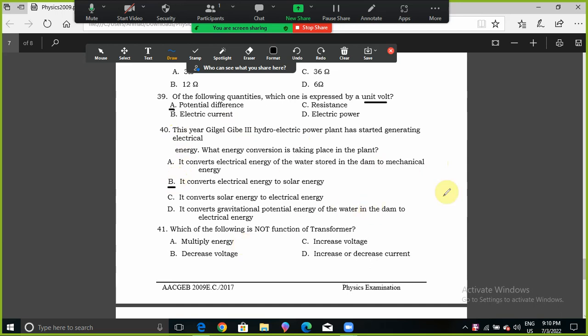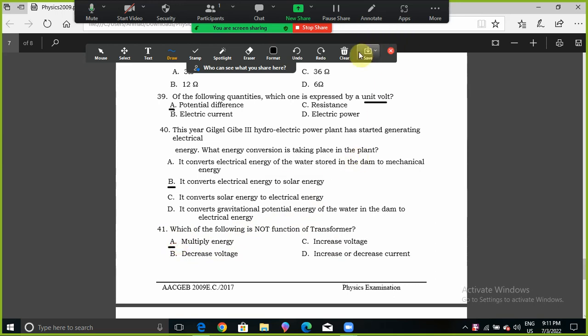Now, in question number 41, which of the following is not a function of a transformer? Multiply energy, decrease voltage, increase voltage, or increase or decrease current? The answer, of course, is multiply energy, because we cannot multiply energy in the function of a transformer. So what is not a function of a transformer is multiply energy. So that means the answer for question number 41 is A.